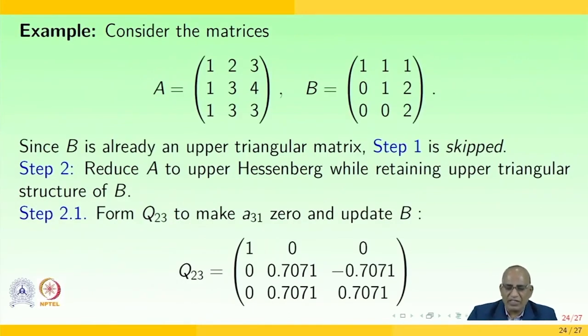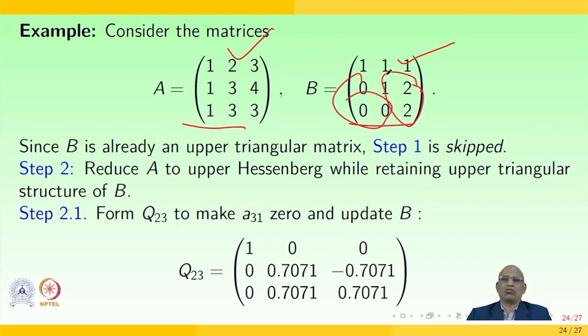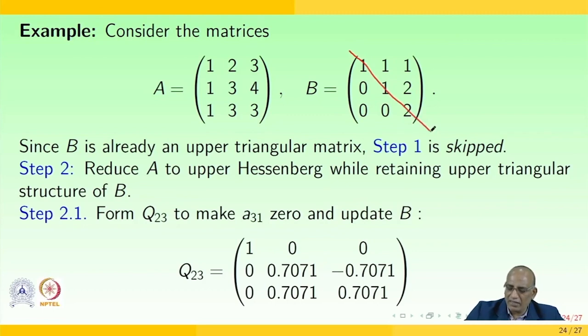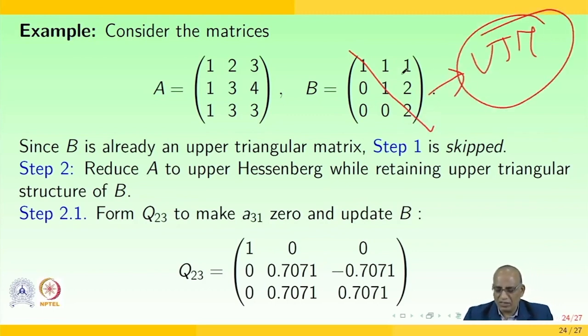Now quickly you can see one example to demonstrate this. Consider this example, 3 by 3, and this is also 3 by 3. Of course, this is dense, this is also dense. There are only 3 zeros, whereas non-zeros are 6. So obviously, dense matrices. Since B is already an upper triangular matrix, look over here. This is the main diagonal. This is the main diagonal. So this is an upper triangular matrix, as we could see.